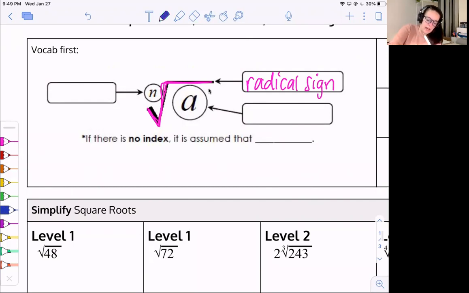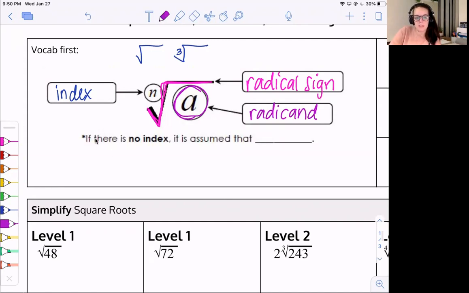And then you have your small number here, which traditionally we don't see because with square roots, we don't have them. But today we're going to learn that sometimes you have a little number right here, and that's called an index. It's like the size of an exponent, but it's inside the arm of the radical sign. And then finally, the number or the letters inside of your radical, that's called the radicand.